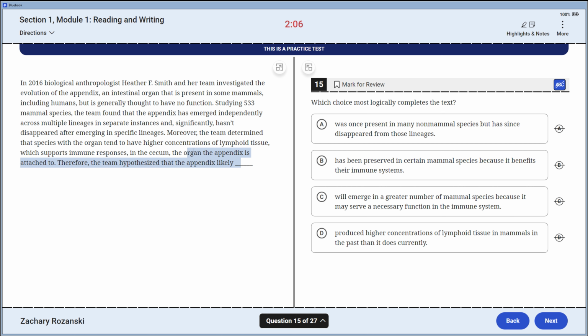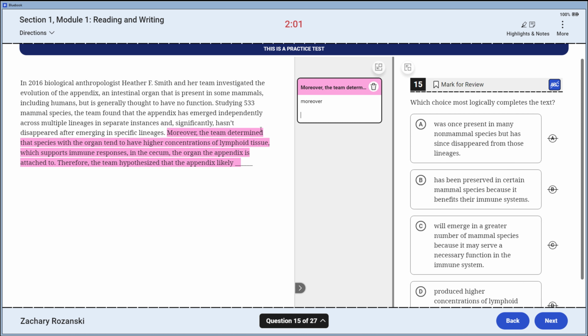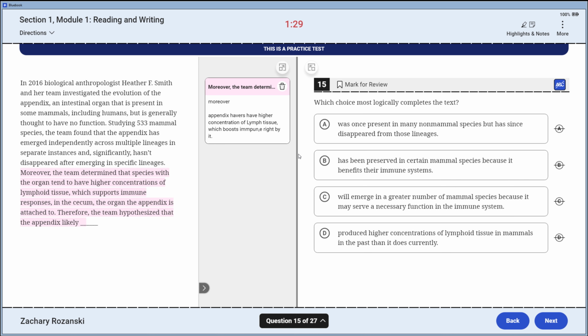Therefore, the team hypothesized that the appendix likely. I am going to have to go back a sentence, so we'll grab a moreover and move forward. The team determined that the species with the organ, I'm looking back to make sure that we're talking about the appendix. Yes, appendix havers have higher concentration of lymph tissue, which boosts immune function, right by where it's located, in the lymph tissue right by it. All right. Moreover, I am going to see if I can find my fight here.